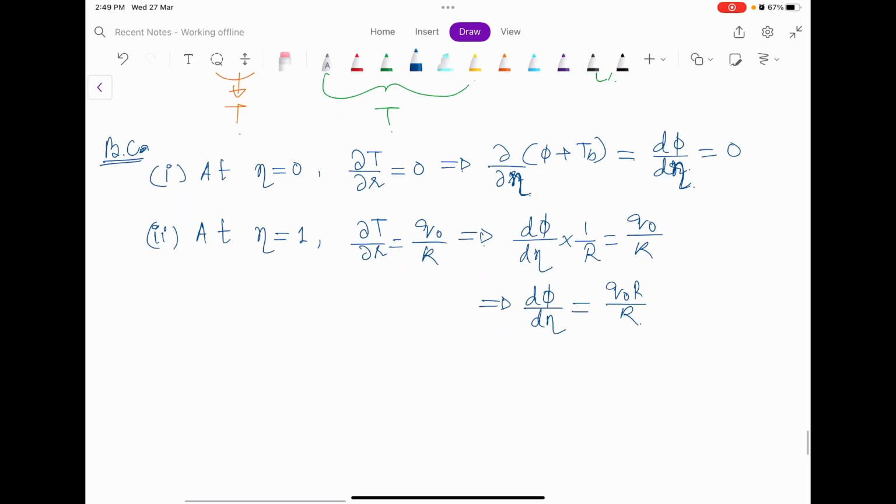Now you will say that I will have another boundary condition, that is at z equal to 0. At z equal to 0 I have T equal to T init, but my phi is only a function of r, so it does not depend on z. So this boundary condition is not valid here. The solution of phi is valid for any z, so that I have assumed.